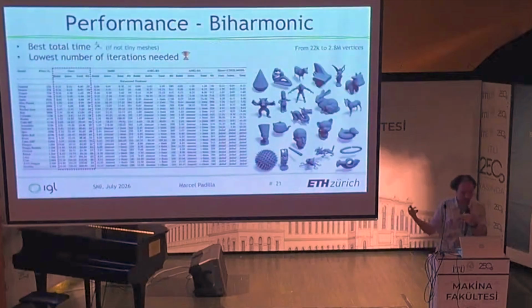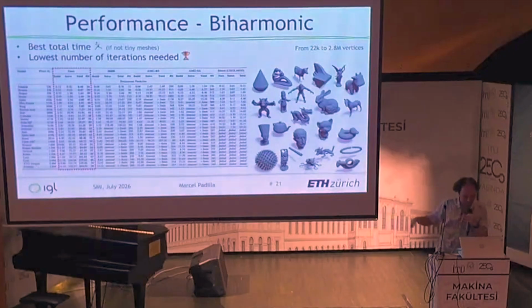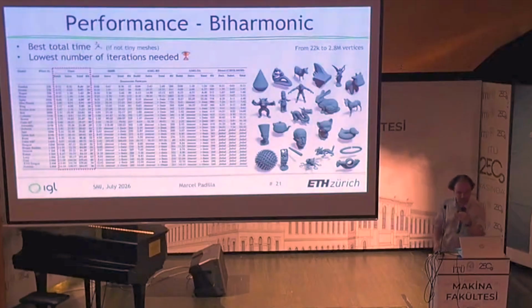And for the biharmonic problem, the competition ends earlier. Many methods time out, or the Hornung² has problems. Direct solvers fail at already 800,000 vertices.